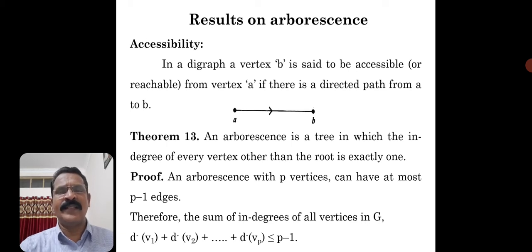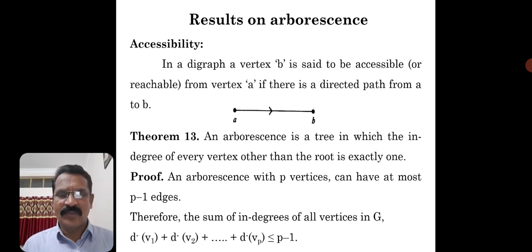Very simple result, of course, based on the observation. We try to prove this result. An arborescence with p vertices can have at most p minus 1 edges, because an arborescence is also a tree. If there is a tree with p vertices, then how many edges are there in the directed tree? P minus 1 edges. So here also, obviously, an arborescence with p vertices can have at most p minus 1 edges.